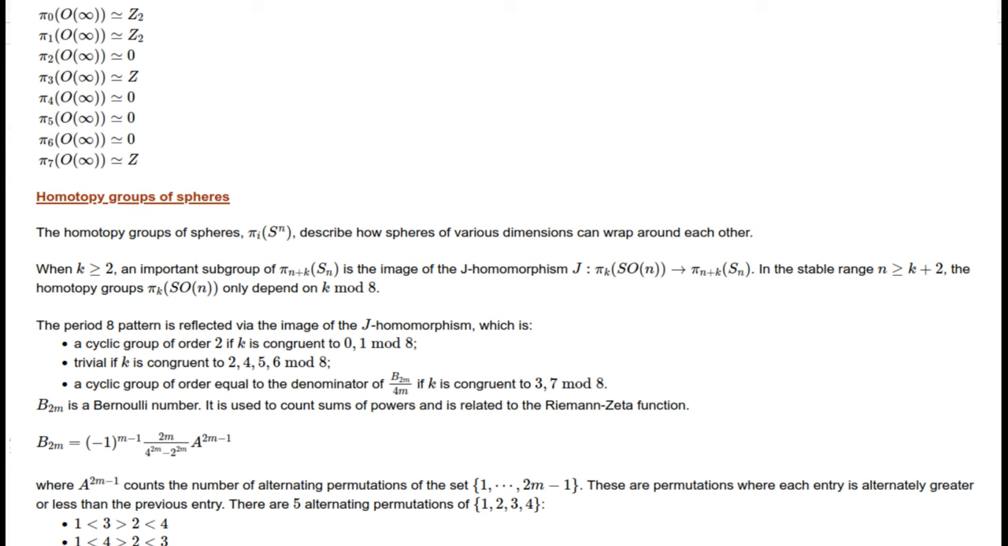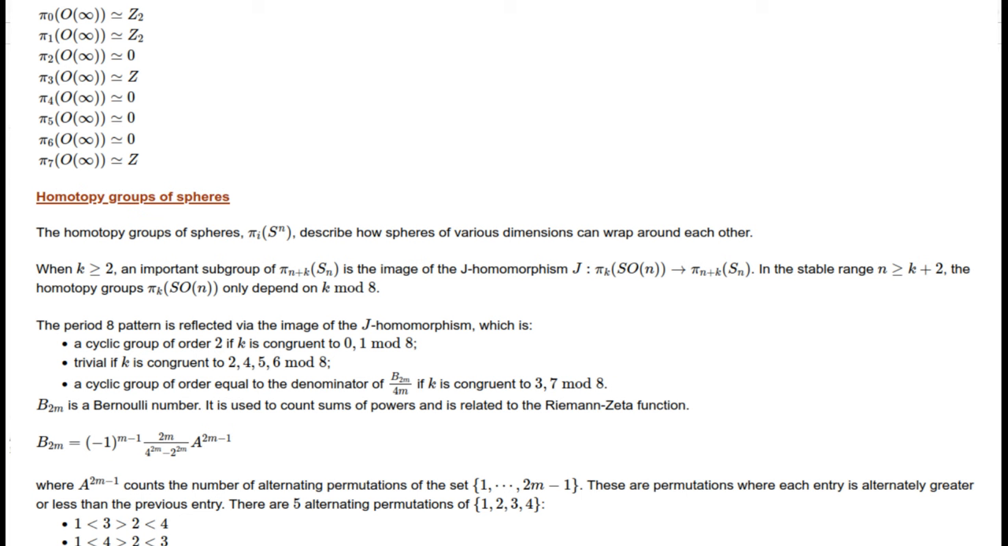But if you look at the limit where, I guess they say here, N is greater than or equal to K plus two, it turns out then, and I don't know about this, but there's this J homomorphism, which deals with the case of the special orthogonals. So that'd be half of these rotations, I presume, the ones that don't reflect. And then it turns out that in those conditions, pi sub k is periodic in k modulo 8. There's an eightfold pattern.